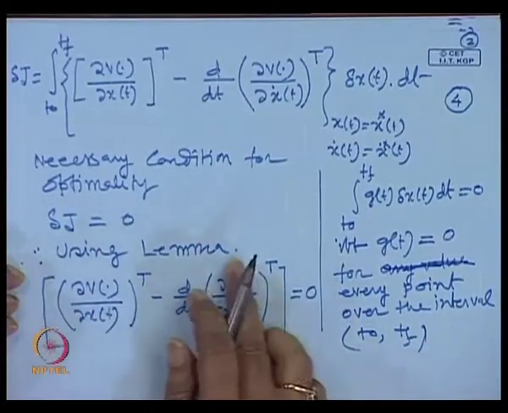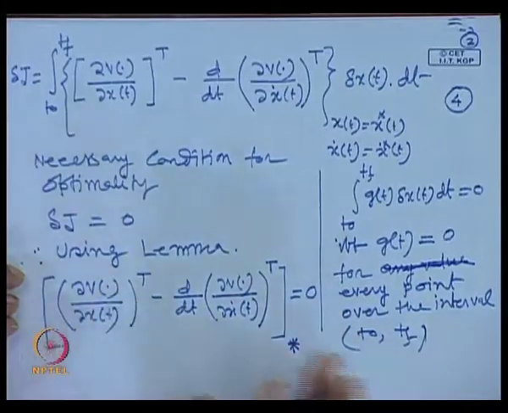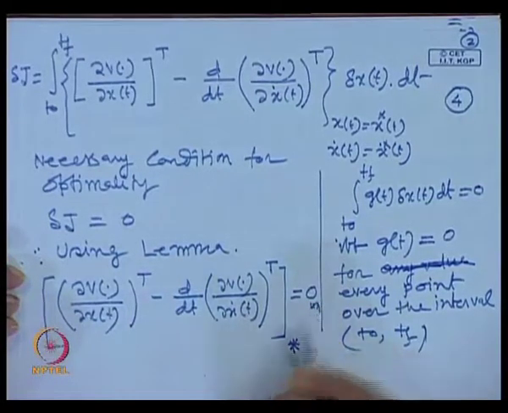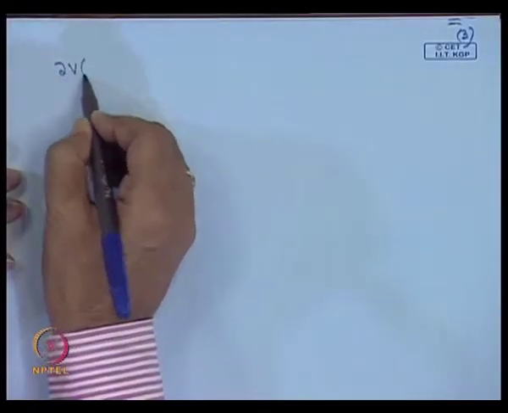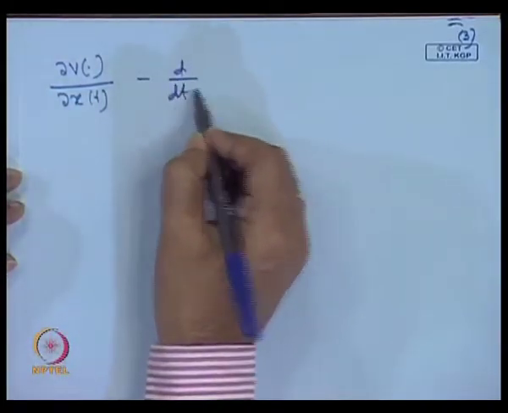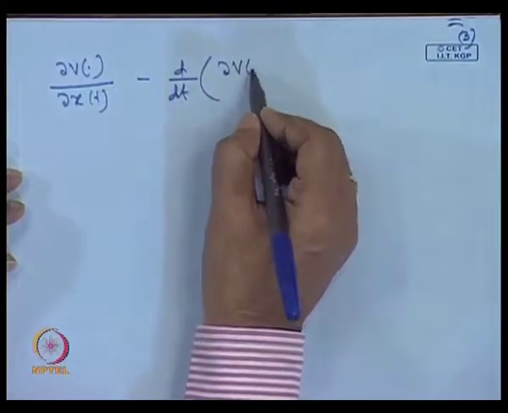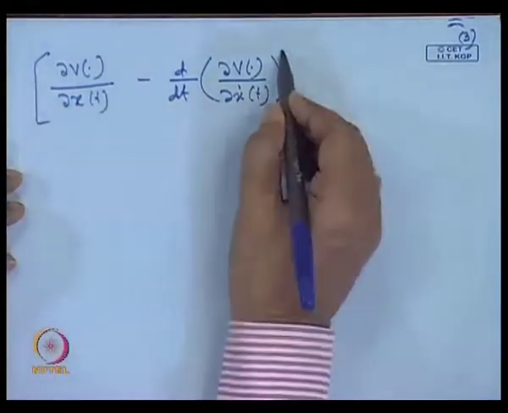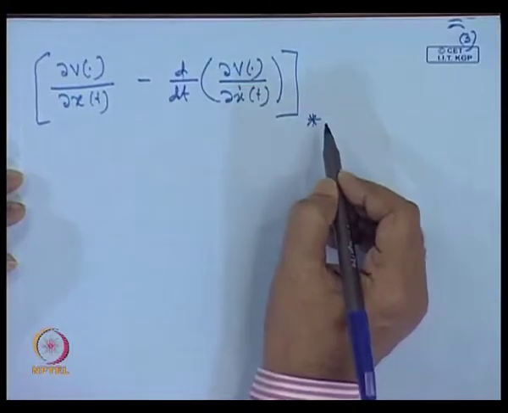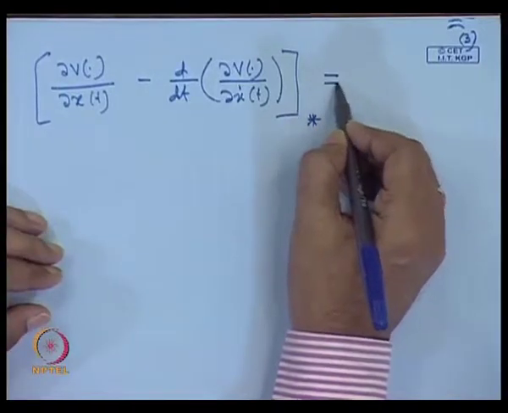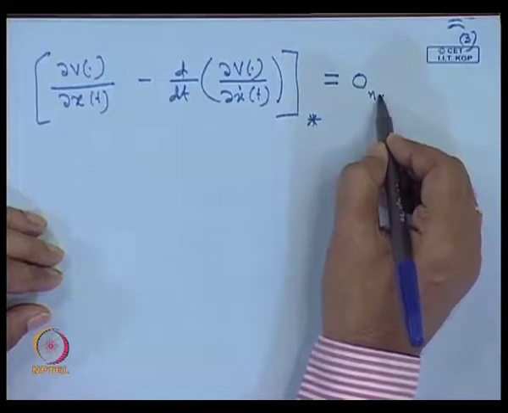If you write the transpose, that will be 1 cross n if x is a vector. If you remove the transpose, then it will be n cross 1. Without the transpose, this will be del V by del x of t minus d/dt of del V by del x dot of t, evaluated at x equal to x star, x dot equal to x dot star. This value is equal to 0, where the dimension is n cross 1.